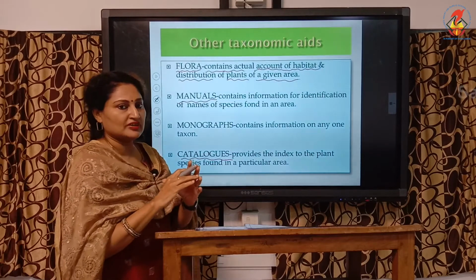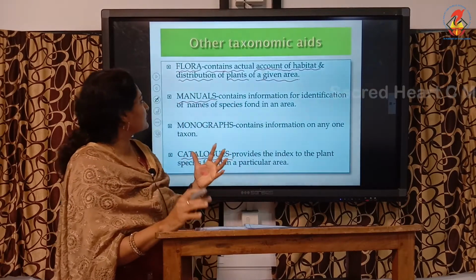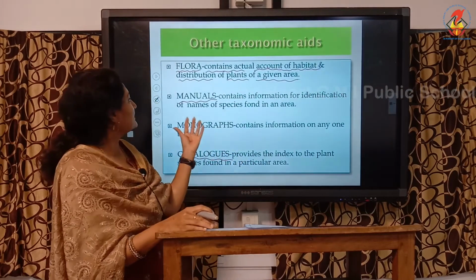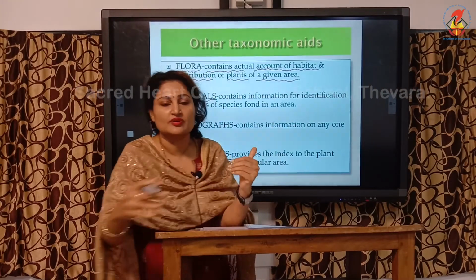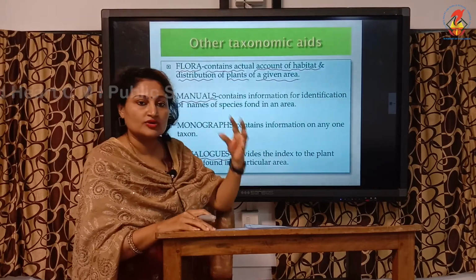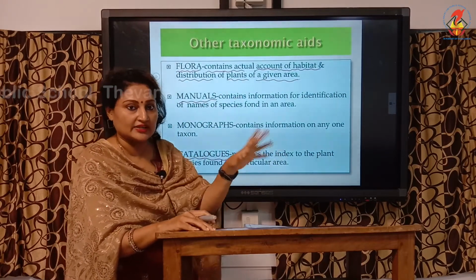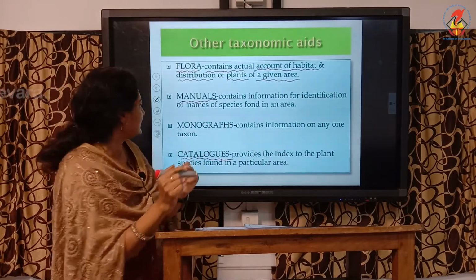So for example, if you are taking a particular area, say the school area, Tevra, it gives an account of the habitat and the distribution of plants. For example, hibiscus: we learn about the habitat and the distribution, where all it is found in Tevra. So flora gives an account of the habitat and distribution of the different plants of a particular area.